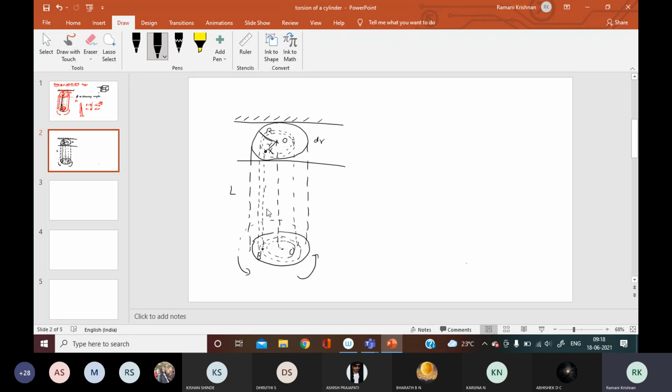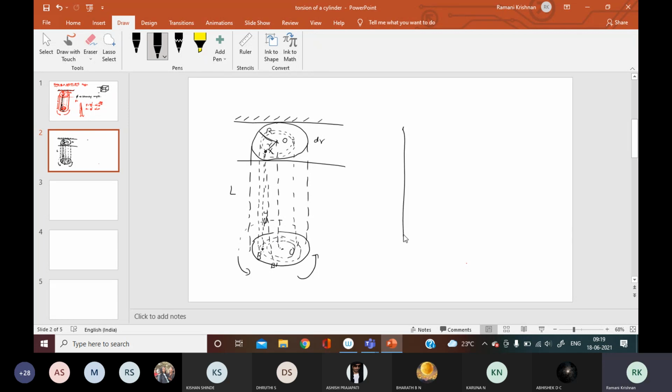Now what is happening? Now we give the twist. When we give the twist, the upper layer remains the same, not disturbed, so point X remains at the same point. But the different layers of the cylinder are sheared because of the twist. So this point B shifts to B dash, and this is the angle of shear. Phi is the shearing angle.